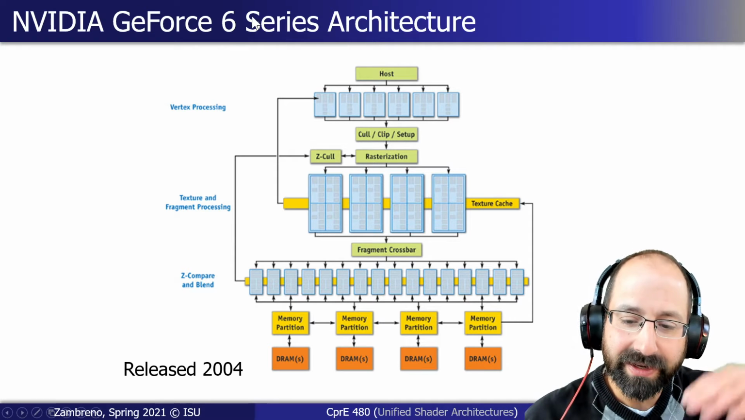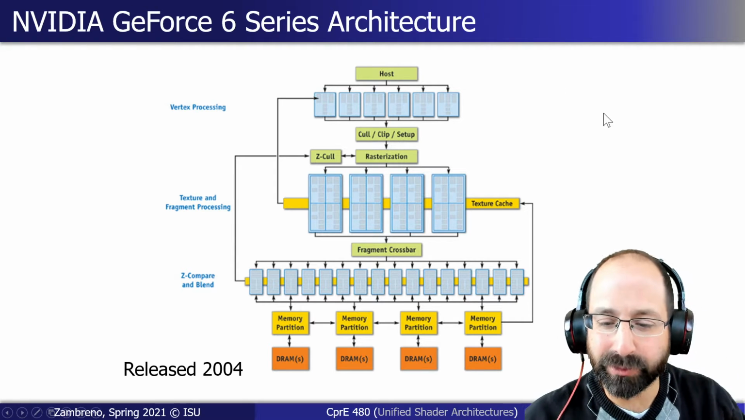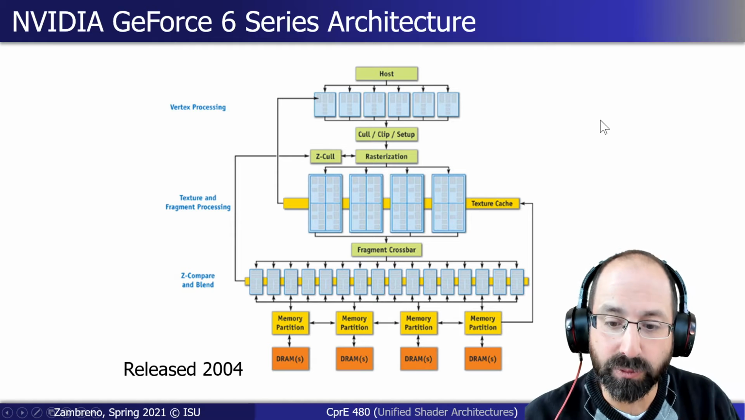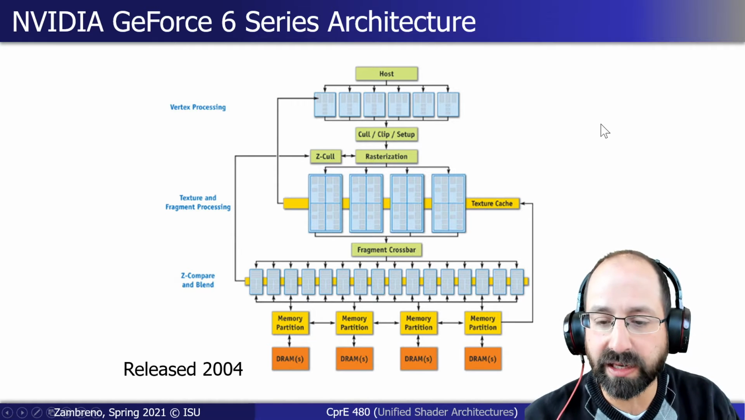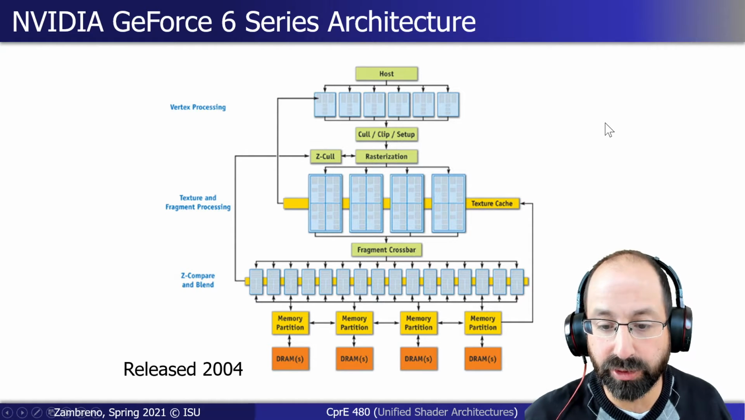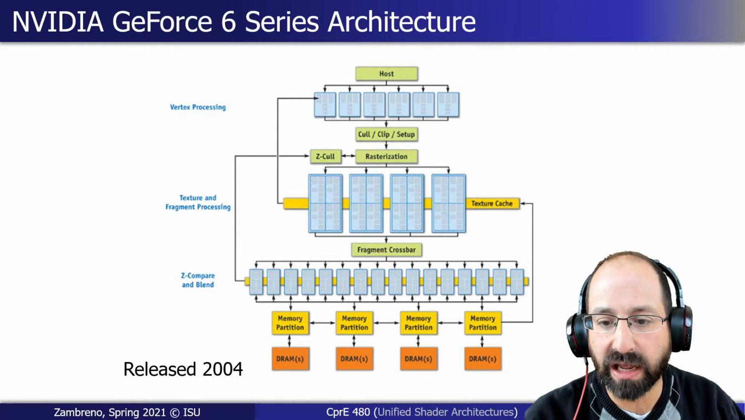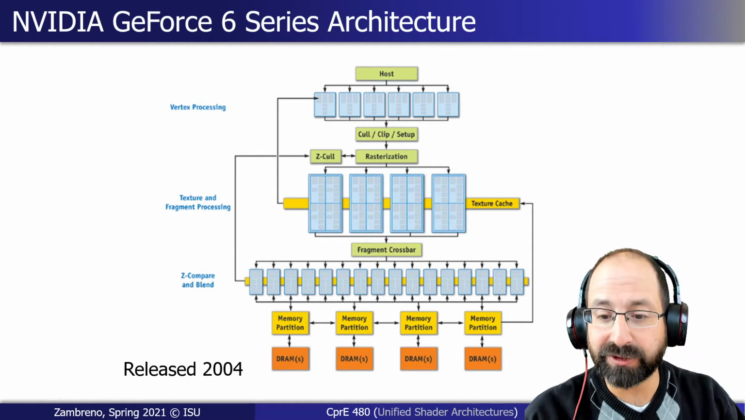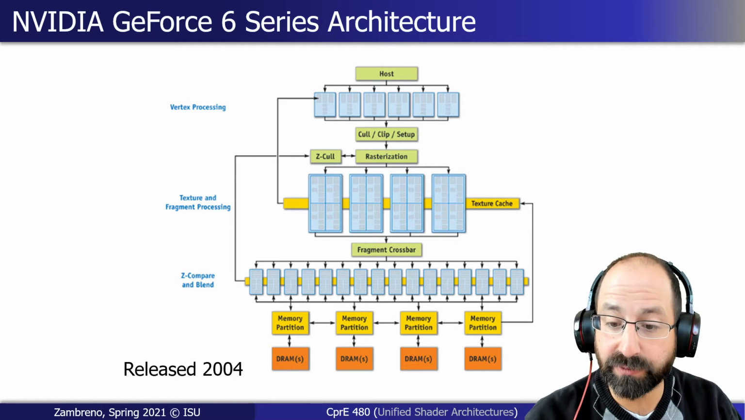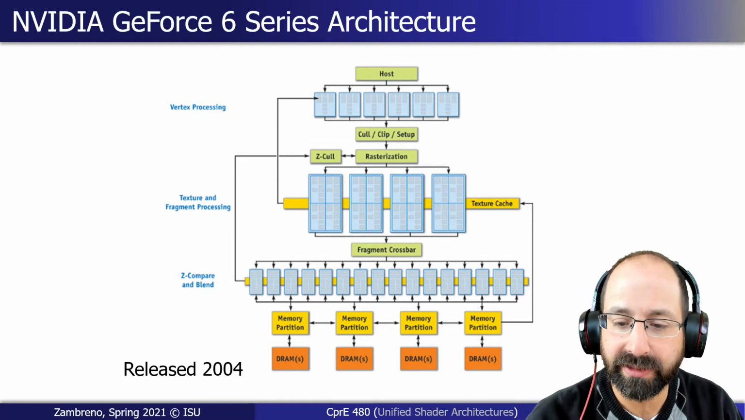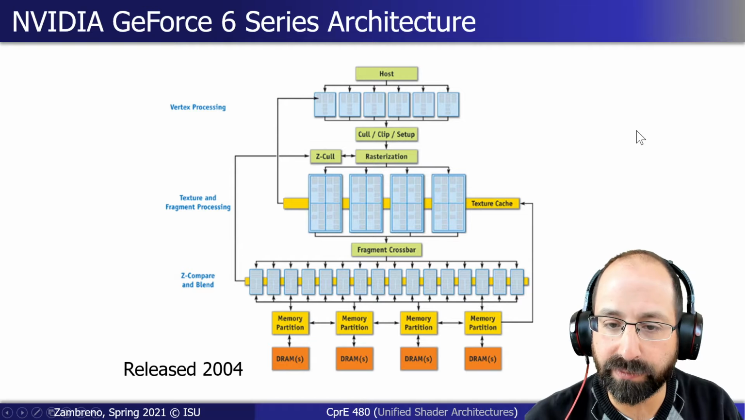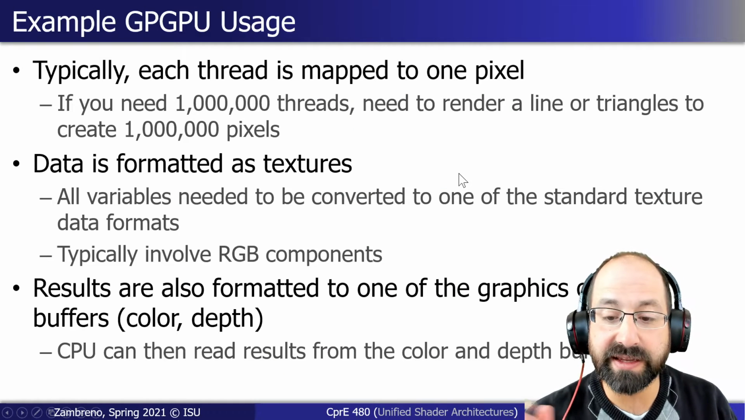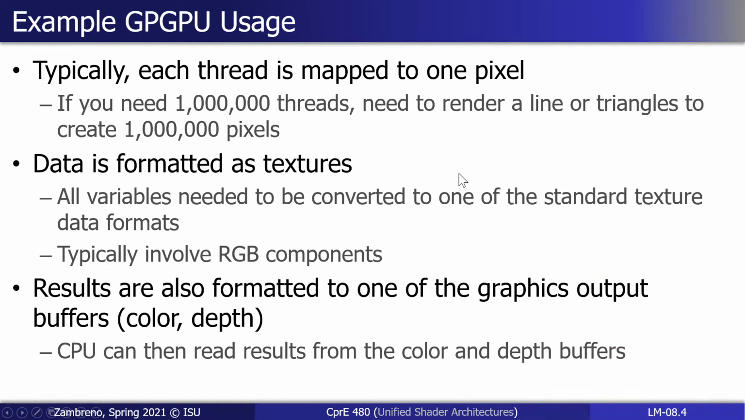So in this old school, kind of hackish way of doing things, if you wanted 1,000,000 threads of computation, if you had a piece of work that you could parallelize across 1,000,000 different threads of computation, you would first actually render a sufficiently large triangle, or usually a quad, but a sufficiently large geometric object to generate that exact number of threads. And then in terms of the data that those threads would be actually operating on, that all had to be formatted as textures.